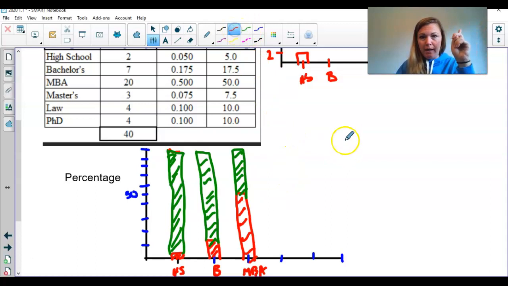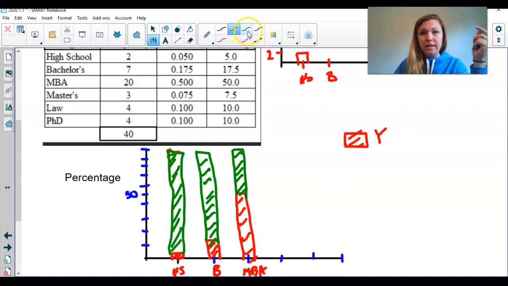Now, there should be a key. When we talked about this red, what did that red mean? Yes, that was the highest degree obtained. So right here, this 5% of people, yes, the high school degree was the highest degree they obtained. 95% it wasn't. So green, we would put no or something like that.